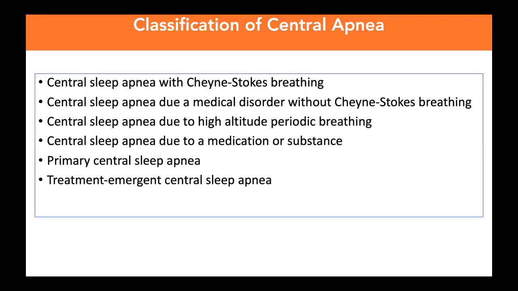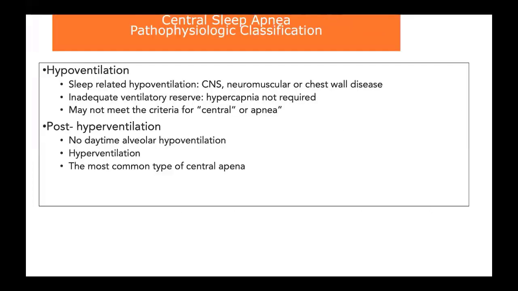Primary central sleep apnea, we figure out no etiology. That's why we call it primary. I suspect it's a lot less than we think. And finally, treatment emergent, which has become a topic of interest in the past 10 years after initiating CPAP. A better way of looking at it is hypoventilation or post-hyperventilation. And any condition that causes hypoventilation will increase the likelihood of developing central apnea.